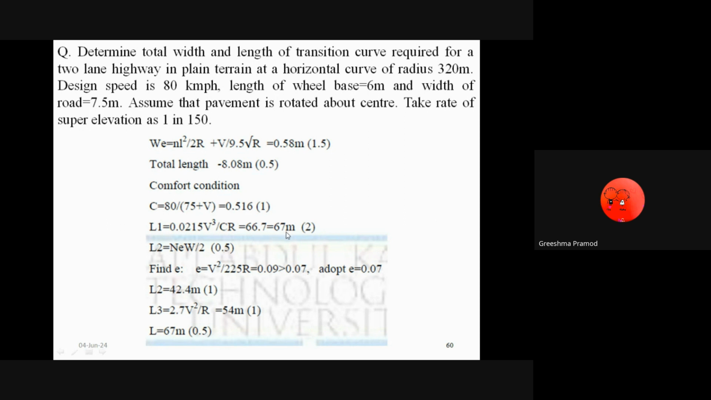അന്നൊരു വാല്യൂ നമുക്ക് കിട്ടും. ഇനി L2. Now, L2 എന്ന് പറയുമ്പോൾ length of transition can also be counted by the rate of superannuation. അതിൽ തന്നെ ഇവിടെ ഇപ്പോൾ ക്വസ്റ്റ്യനിൽ പേയ്മെന്റ് ഇസ് റൊട്ടേറ്റഡ് അബൌട്ട് സെന്റർ എന്നാണ്, ഇവിടെ രണ്ട് കണ്ടീഷൻ ഉണ്ട്. ഇറ്റ് ക്യാൻ ബി റൊട്ടേറ്റഡ് അബൌട്ട് ഇന്നർ എഡ്ജ്, ഇറ്റ് ക്യാൻ ബി റൊട്ടേറ്റഡ് അബൌട്ട് സെന്റർ.